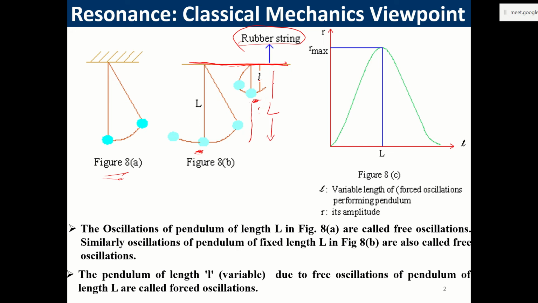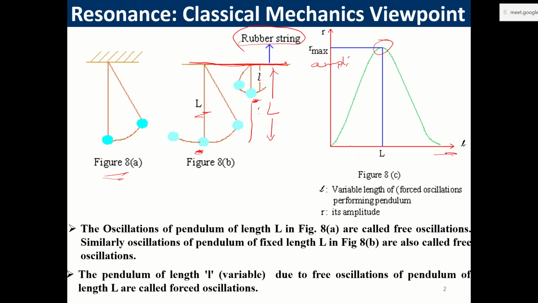So this is the thing I am saying: if the length is varied and made the same as the pendulum which we are giving a jerk, then it is found that the amplitude of its movement is maximum. The variation in the length of this second pendulum is plotted on the x-axis, and on the y-axis how much it moves, the amplitude.